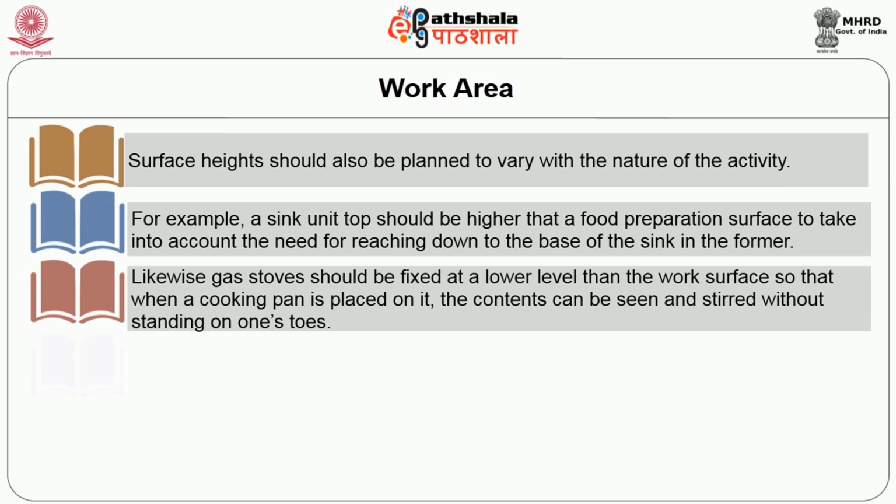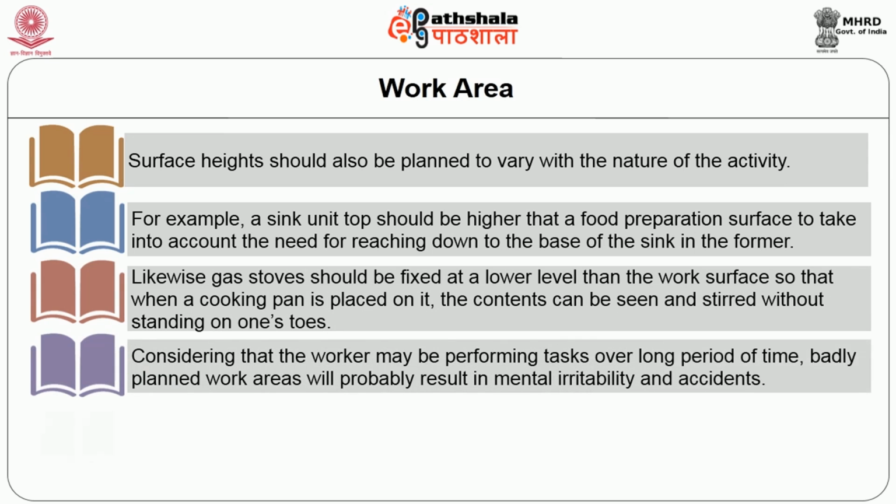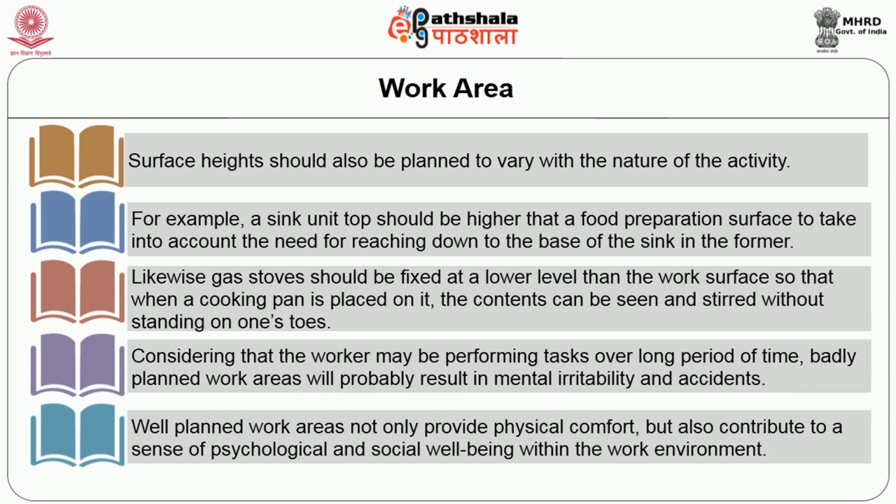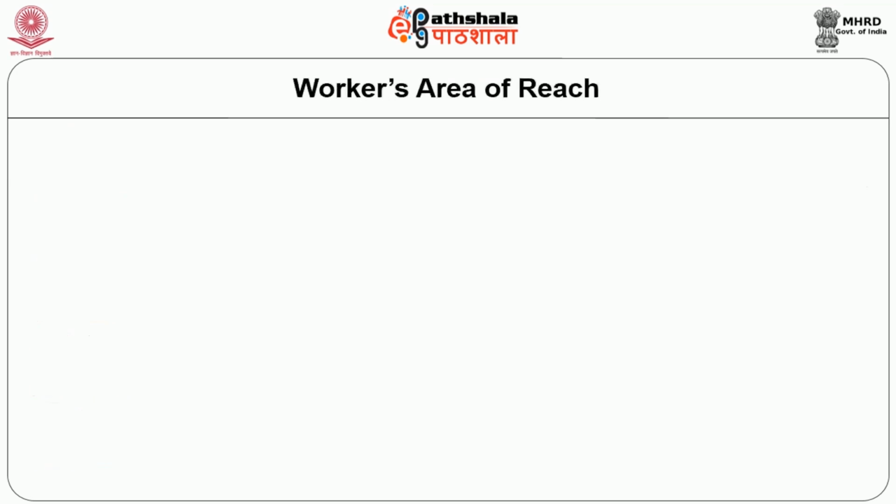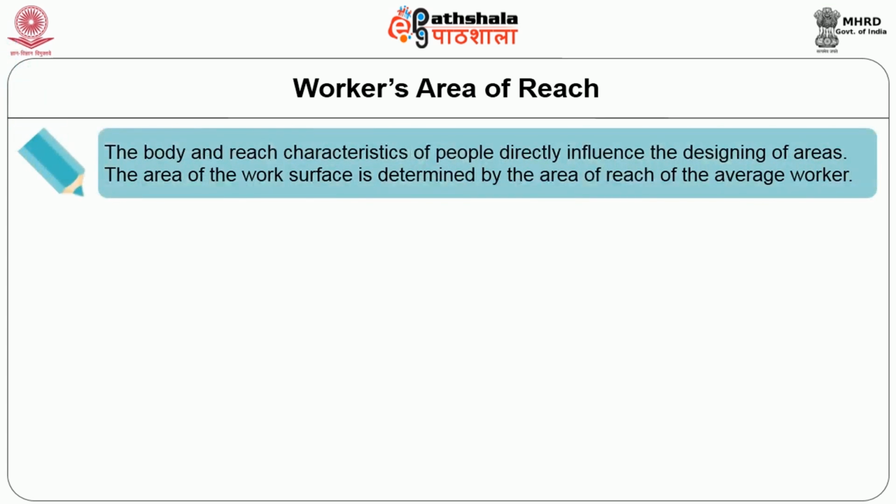would have a harassing effect. Considering that the worker may be performing multiple tasks over a long period of time, badly planned work areas will probably result in mental irritability, and accidents may happen at the workplace. Well planned work areas not only provide physical comfort but also contribute to a sense of psychological and social well-being within the work environment. The next aspect of work simplification is the worker's area of reach. The body and the reach characteristics of the employee directly influence the designing of the work areas.